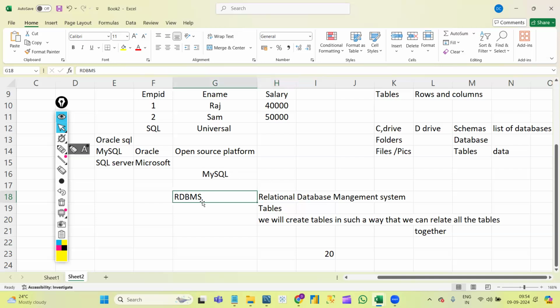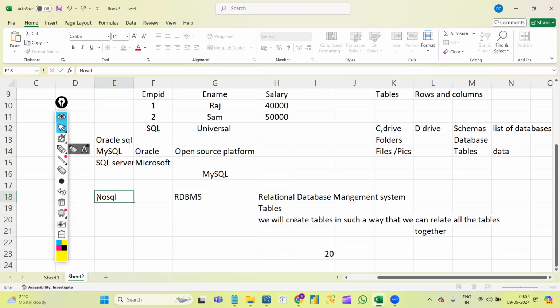The tools that come under RDBMS are Oracle SQL, MySQL, SQL Server, PostgreSQL. We have many tools, and you can explore them yourself later. Whatever tools come under RDBMS, the concept will be the same. What we are learning in this course, the SQL language, will be applicable for all these tools that come under RDBMS. Apart from this, we have something called NoSQL.